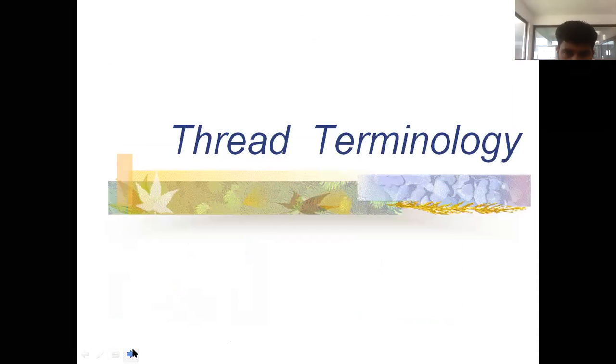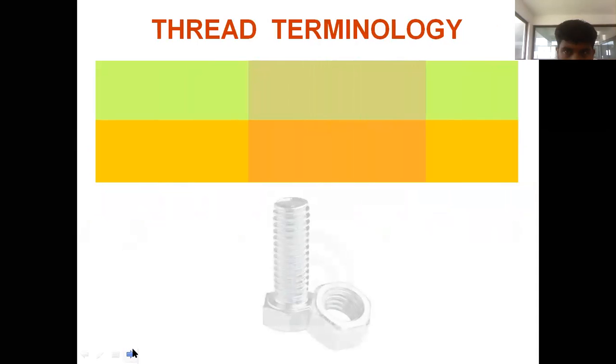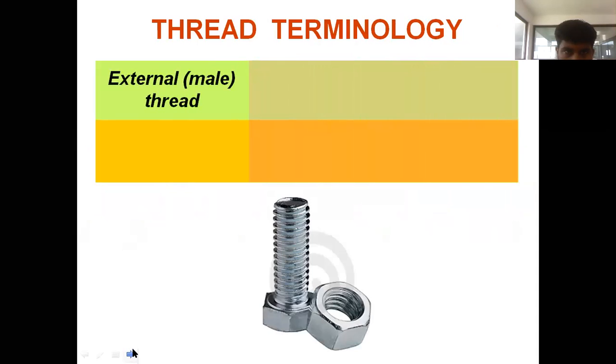Next we will be studying about thread terminologies. What are the thread terminologies? External thread or male thread, and internal or female thread. So what we are seeing over here, it is a bolt and it is the nut. So this is the bolt.